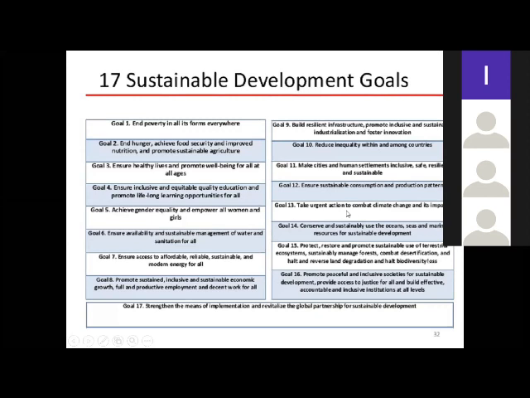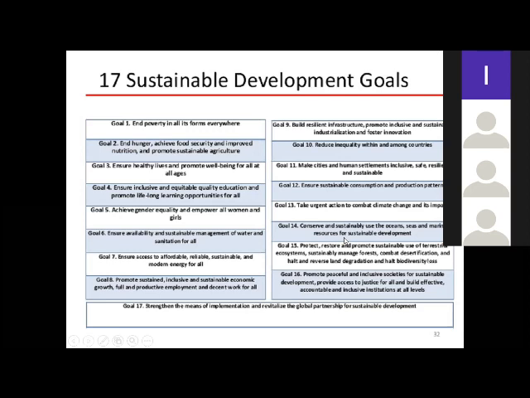Take urgent action to combat climate change and its impacts. So those are there, and many more. Ensure healthy lives and promote well-being for all at all ages. So if you look through this, it's all common sense, but we need to really focus on this in order to achieve something.